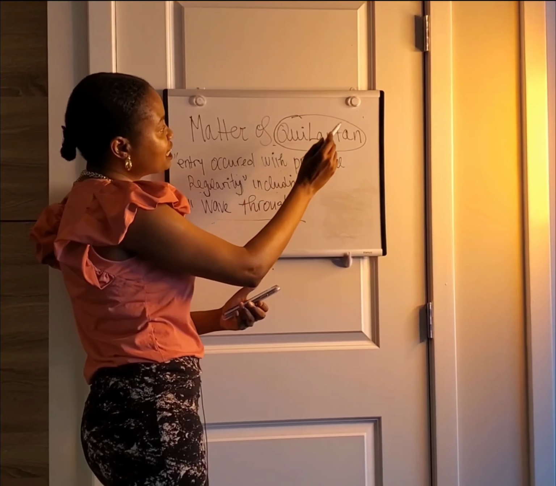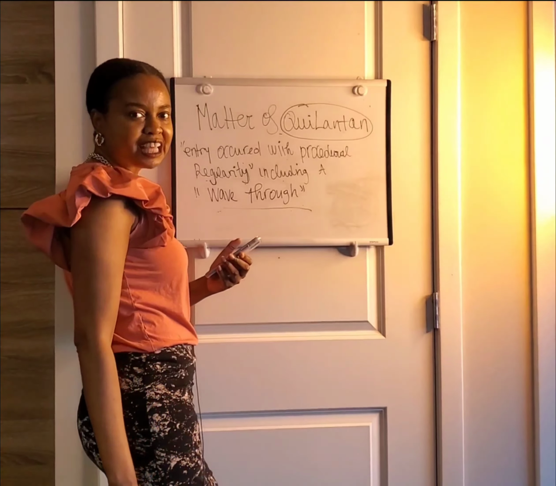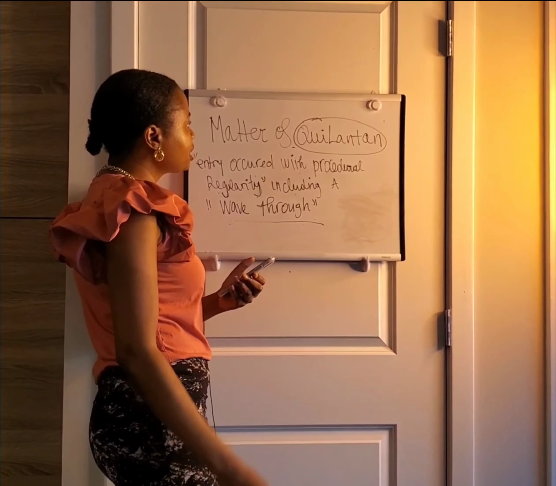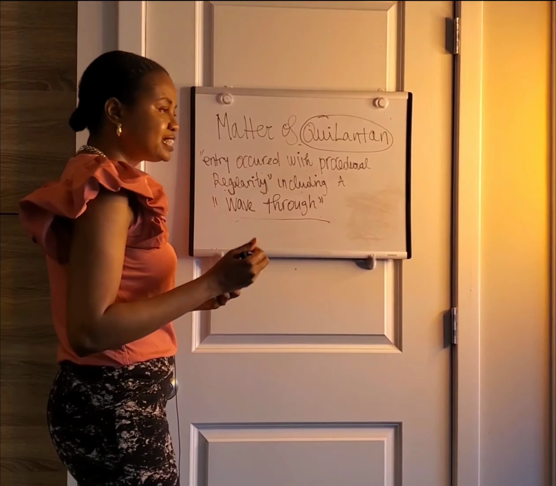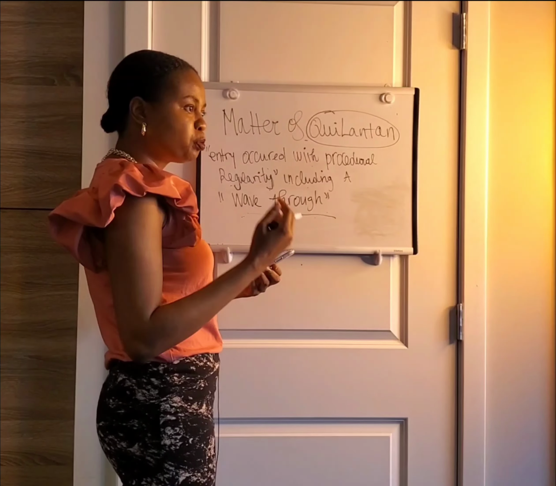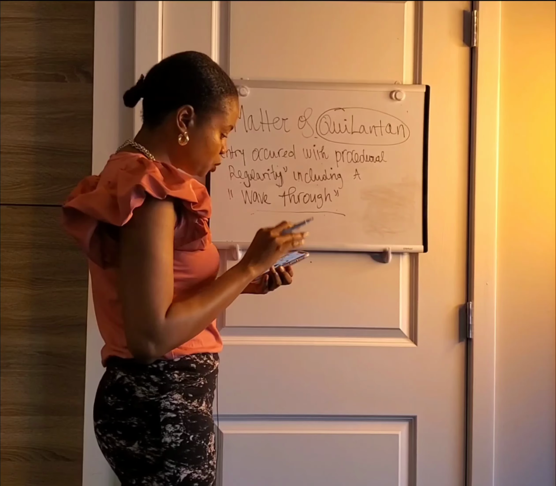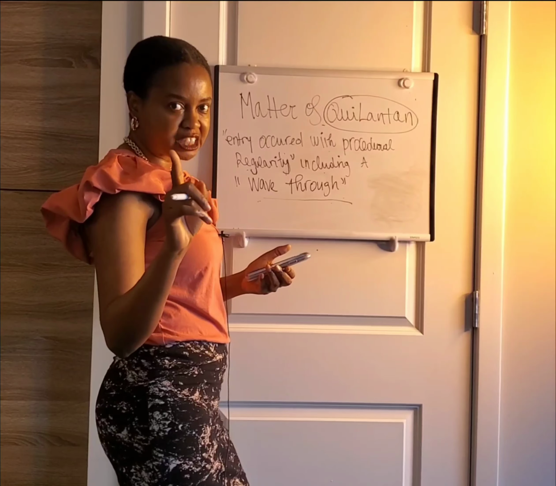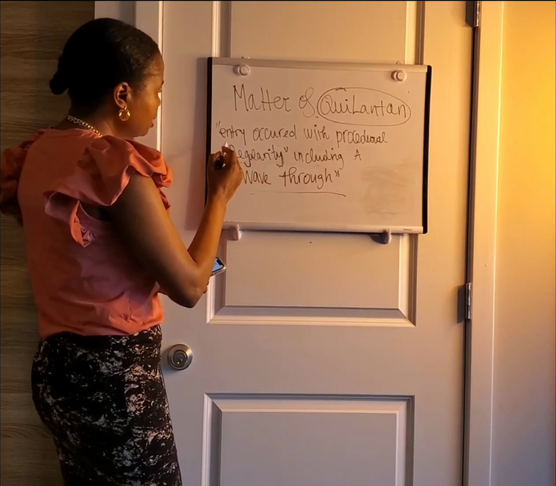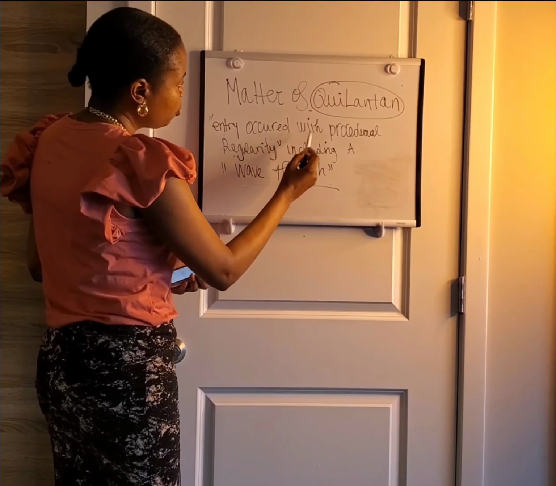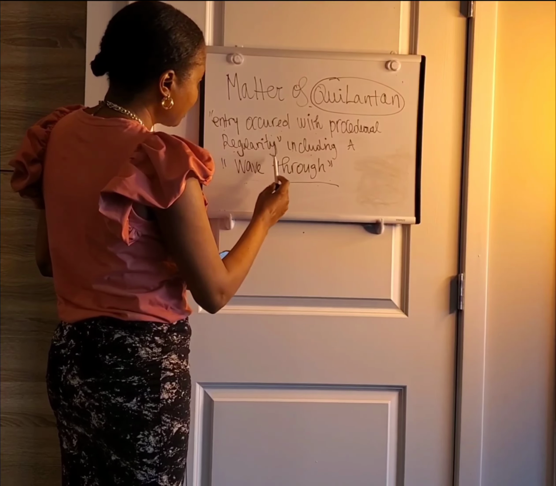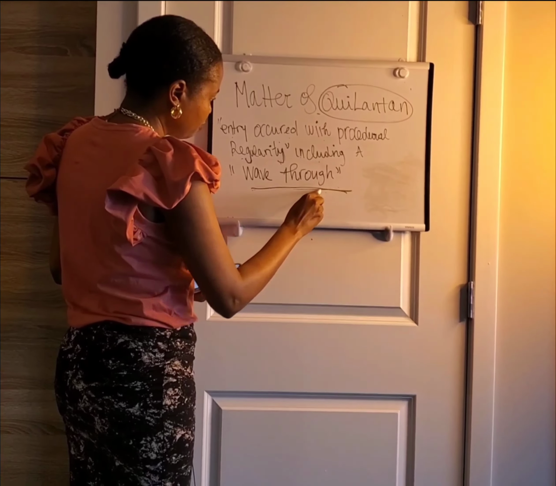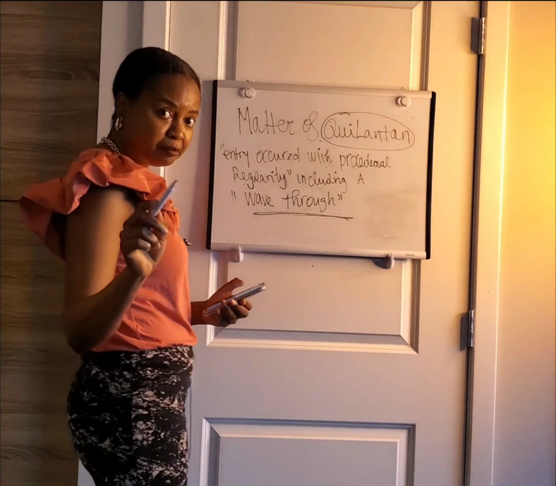Matter of Quilantan, adjustment of status, part two. Okay, we're going to talk about it. And what is Matter of Quilantan? This is an uncommon way to prove admission, to prove that you were admitted and inspected for the purpose of adjusting status. It means that entry occurred with procedural regularity, including a wave through. Keyword here, wave through. We're going to explain in a minute.